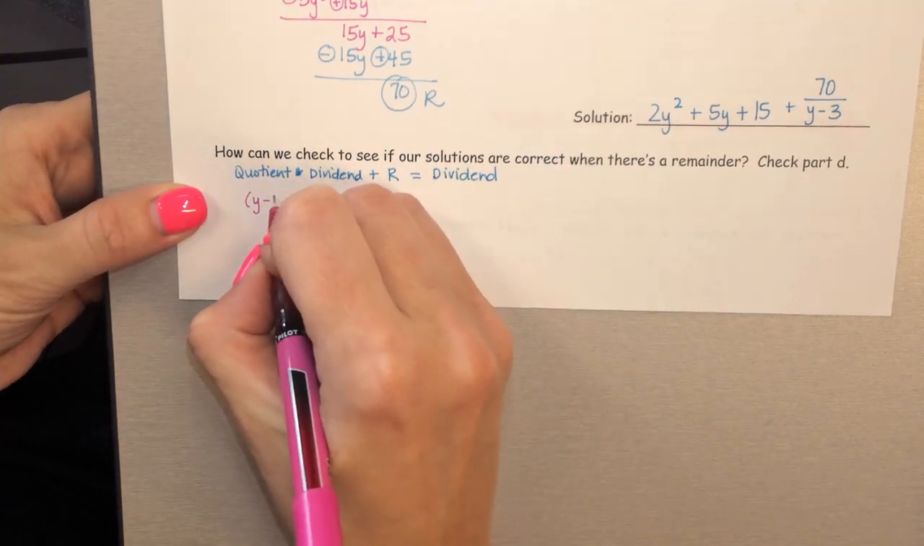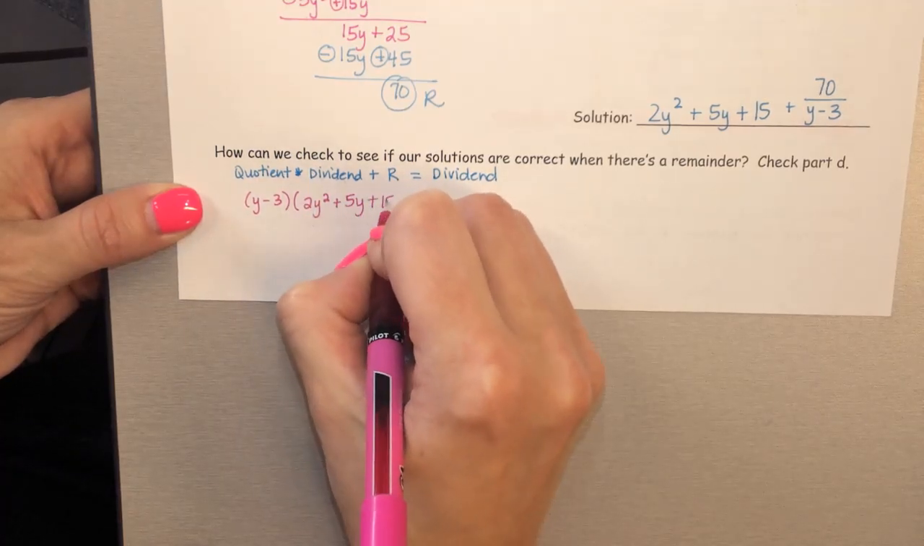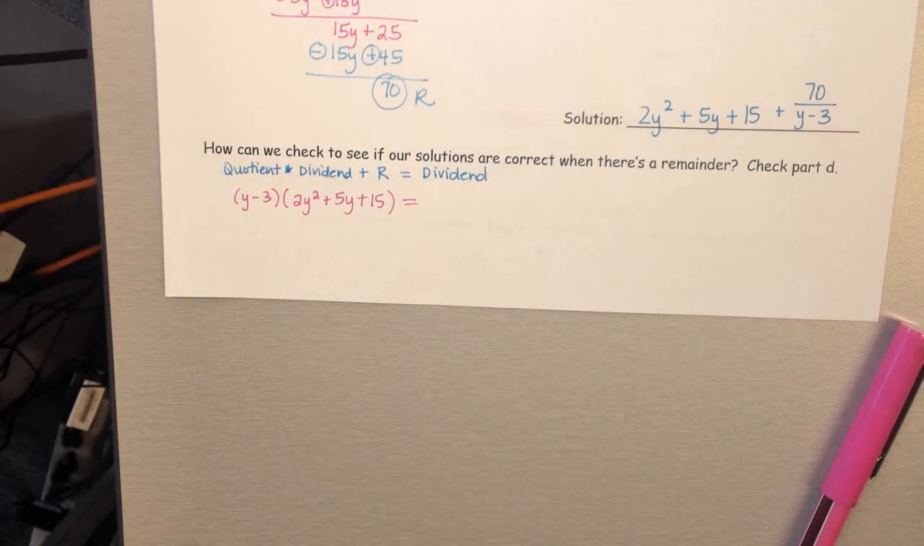So if we do y minus 3 times 2y squared plus 5y plus 15, okay, I want you to use your strategies because we just took a quiz over this on how to distribute. Distribute. I need you to do this last part here.